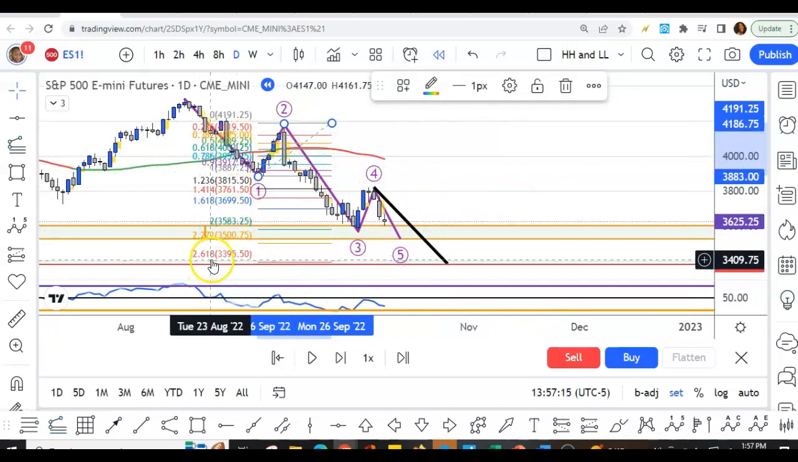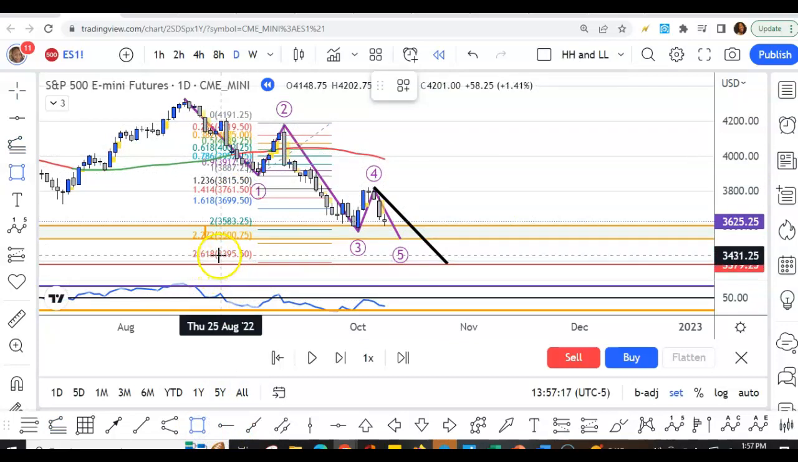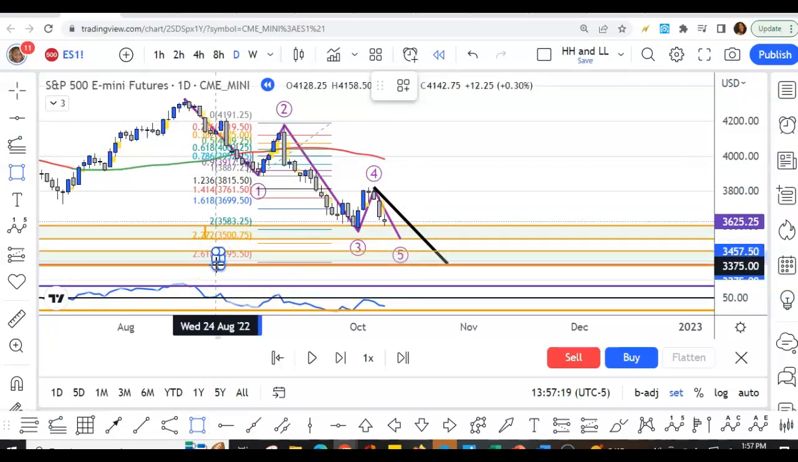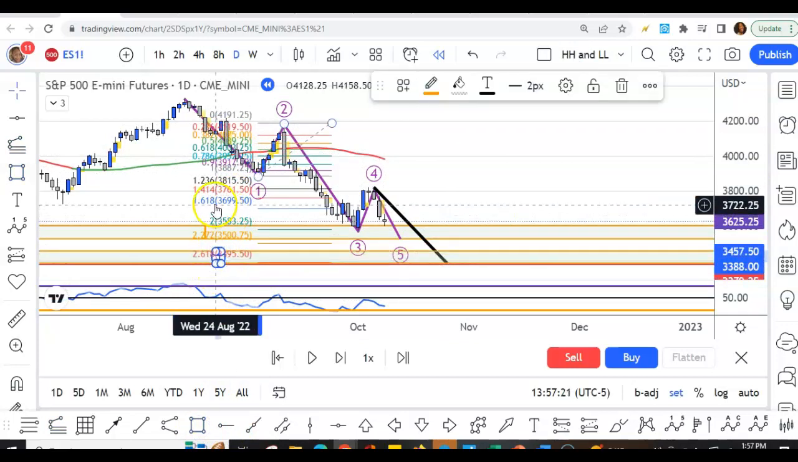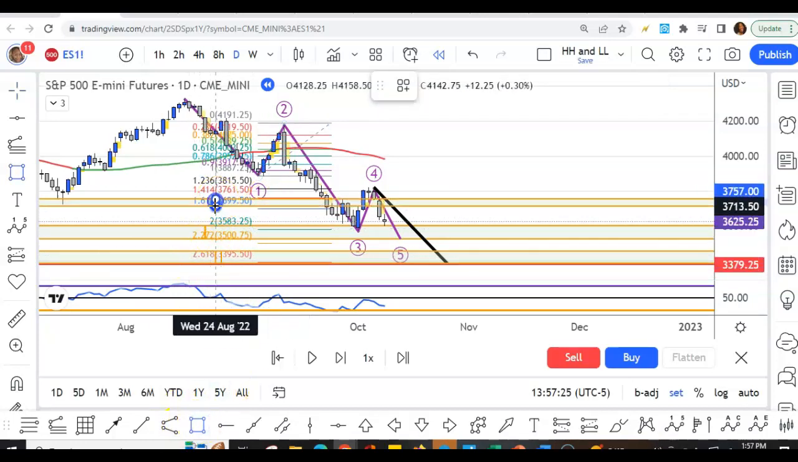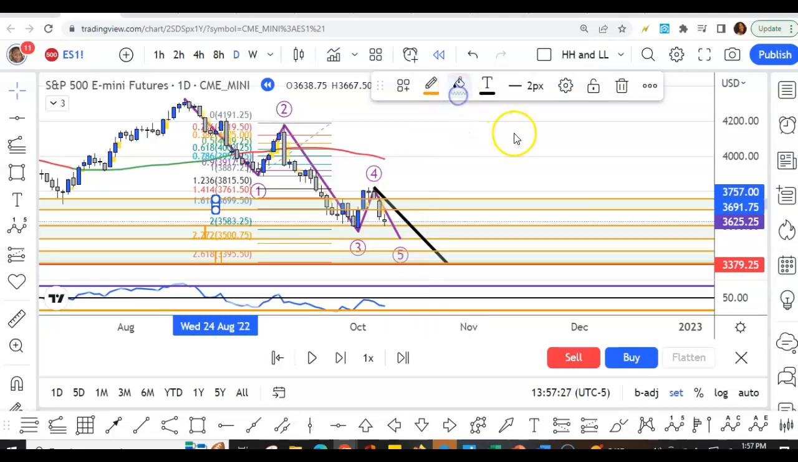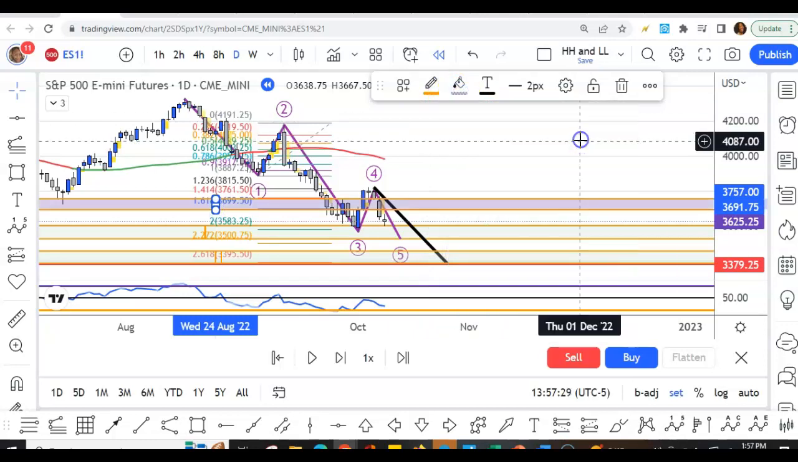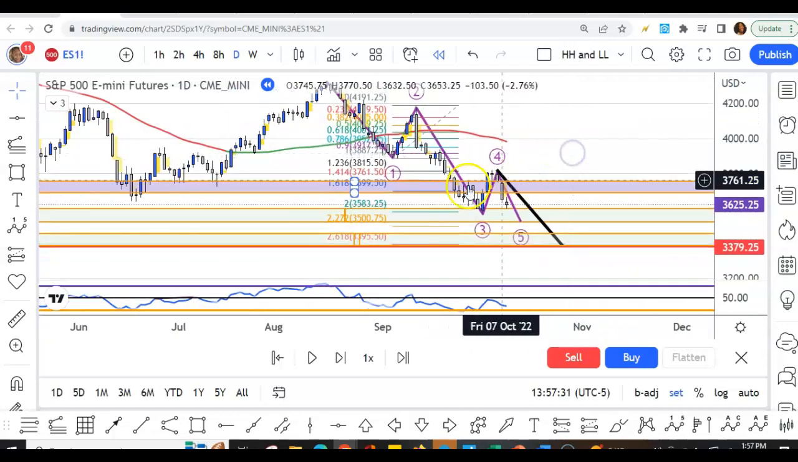Okay, so I do have the 2618 aligning with this red line as well. So I'm going to mark this zone, and then the 1618 is up here as well. I'm going to mark this zone right here. Okay, and mark it a different color. And so then right now I'm establishing commonality.